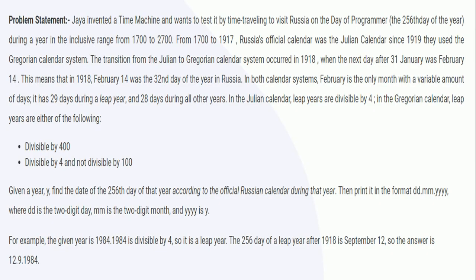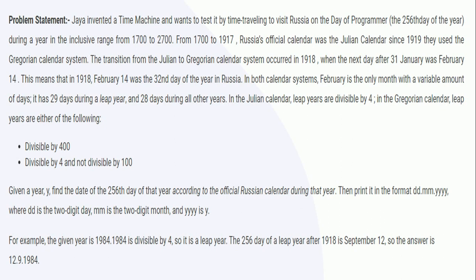And here's the problem statement. Jen invented a time machine and wants to test it by time traveling to visit Russia on the day of the programmer, the 256th day of the year, during a year in the inclusive range from 1700 to 2700. From 1700 to 1917, Russia's official calendar was the Julian calendar. Since 1918, they used the Gregorian calendar system.